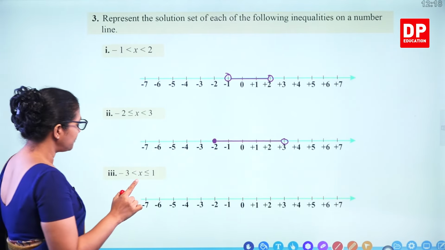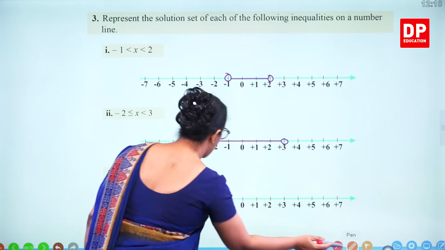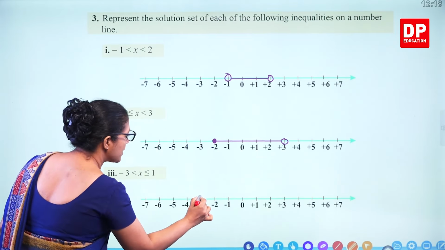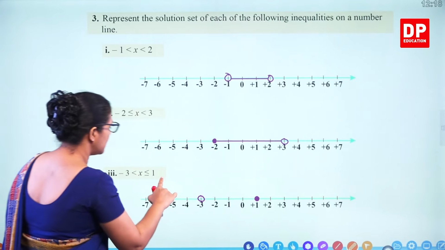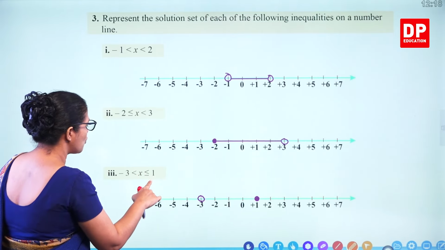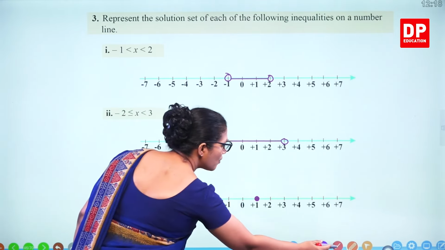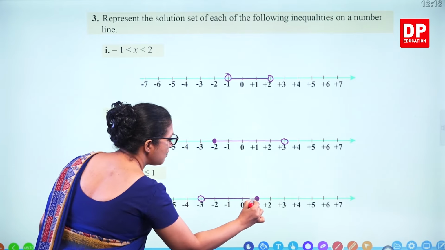-3 to 1. So what you do? -3 open circle, 1 solid circle. So in between these two, and you can draw the line in between.